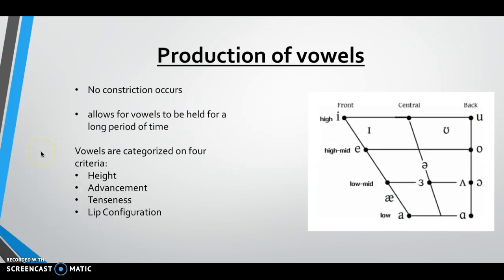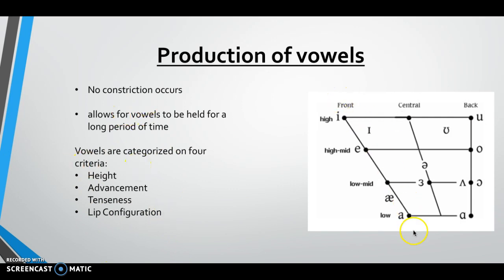So when vowels are produced, the vocal tract is open. There's no constriction, and that means it's a lot easier to hold a vowel for a long period of time. And these four criteria of how a vowel is produced, we talk a lot about in phonetics. So we have height of the tongue, advancement of the tongue, tenseness, which is the degree of muscle activity and duration of the sound, and then lip configuration, which is either unrounded or rounded.